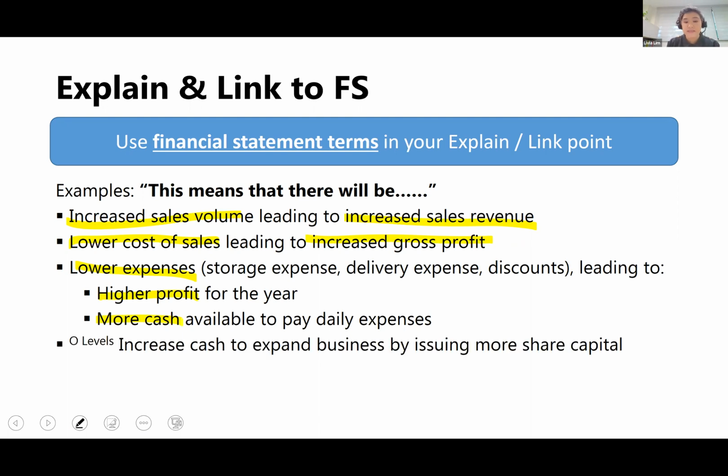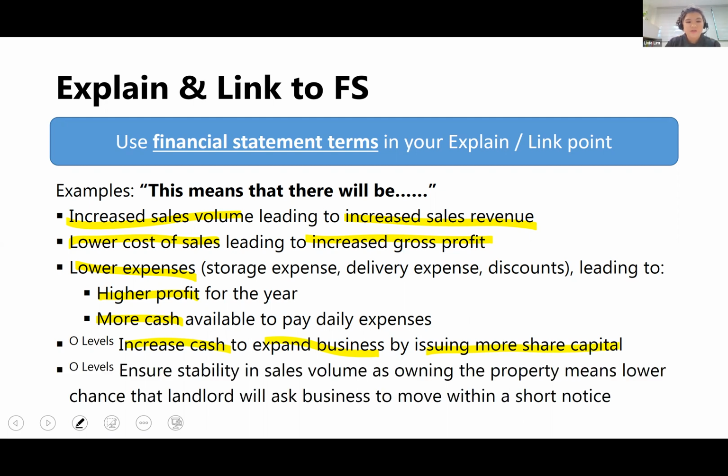For O-level questions, and the next 2 refer to O-level questions, if it's a question asking you to choose between a business form, you can say that you can increase cash to expand business by issuing more share capital, or increase funds to expand business. You could also mention you can ensure stability in sales volume, because if you own a property, there's a lower chance that the landlord will ask you to move within a short notice. So your sales volume could be more stable because you can stay in one place and just sell.